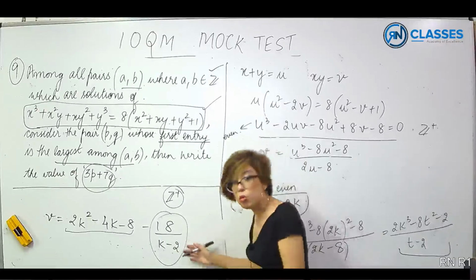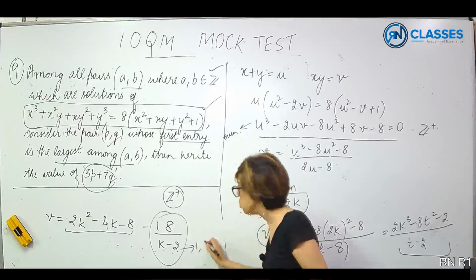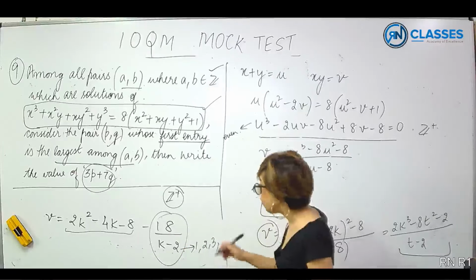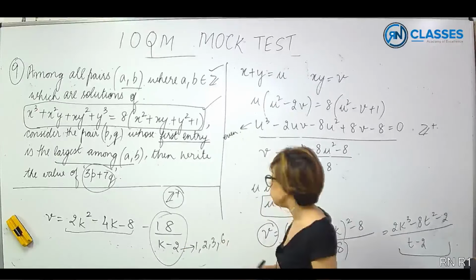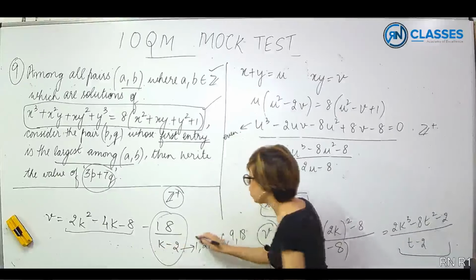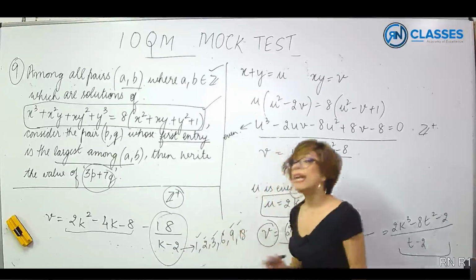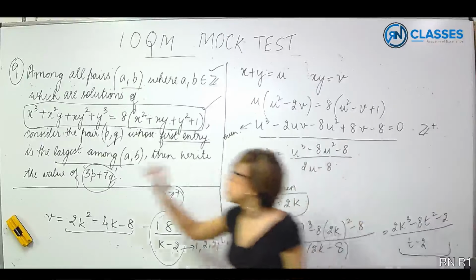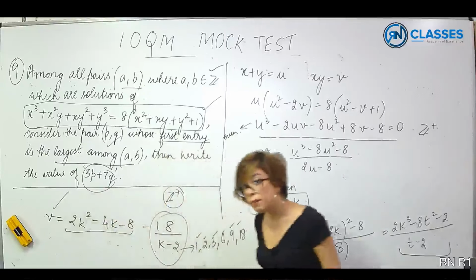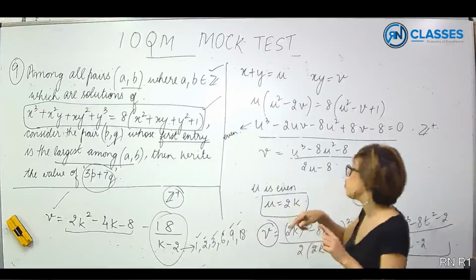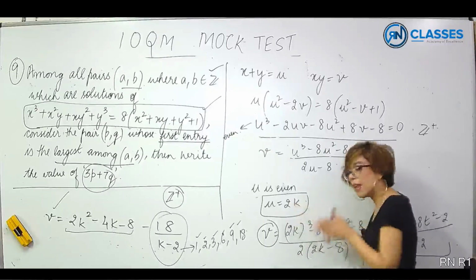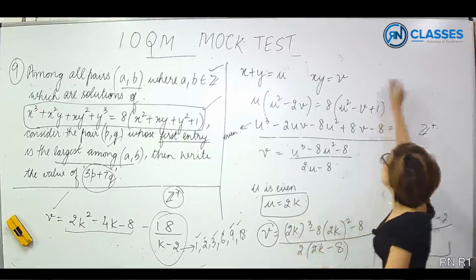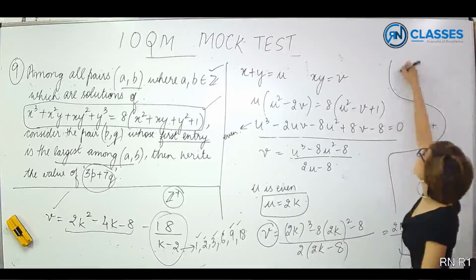Or it can be 2, right? It can be 1, 2, 3, then not 4, then 6, then that's it, 9, and then 18, right? K minus 2 can take any of these values. But mind it, I have to take those values for which v is an integer, so you will check that. And for which u is an integer. But if k is an integer, automatically u will be an integer. Look at it. Right? So, I will get the corresponding values of u and v.